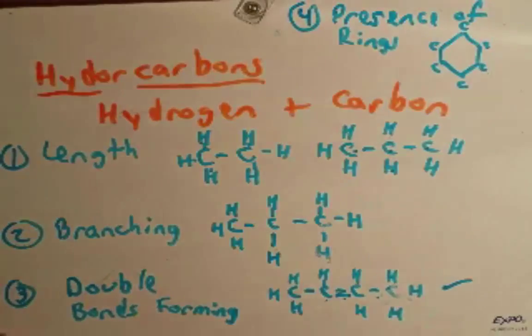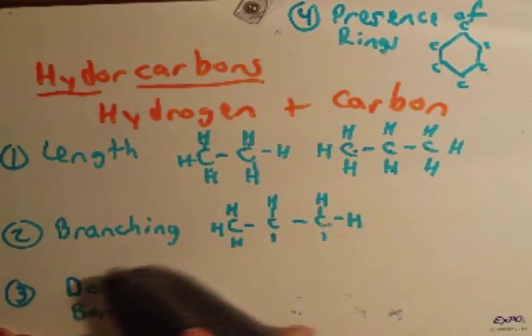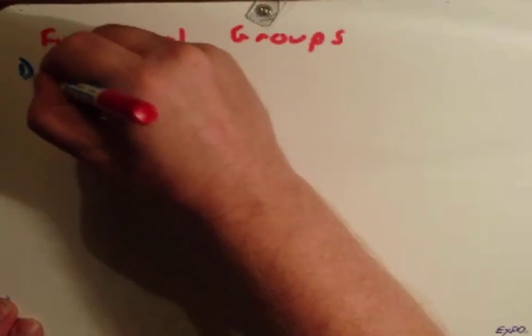Next, I want to spend a little time talking about functional groups. Now, there are 7 functional groups that you need to know and be able to recognize. In order to memorize these, I would recommend maybe making flashcards. Probably the best way to memorize these. So let's first list the different functional groups.